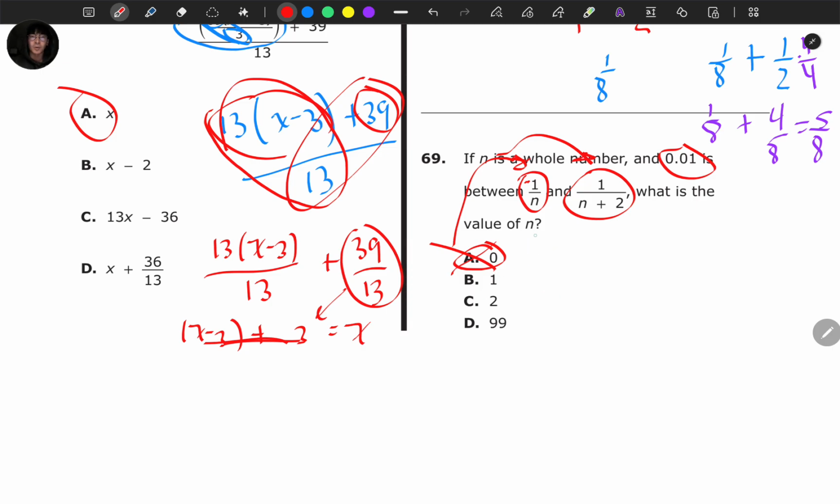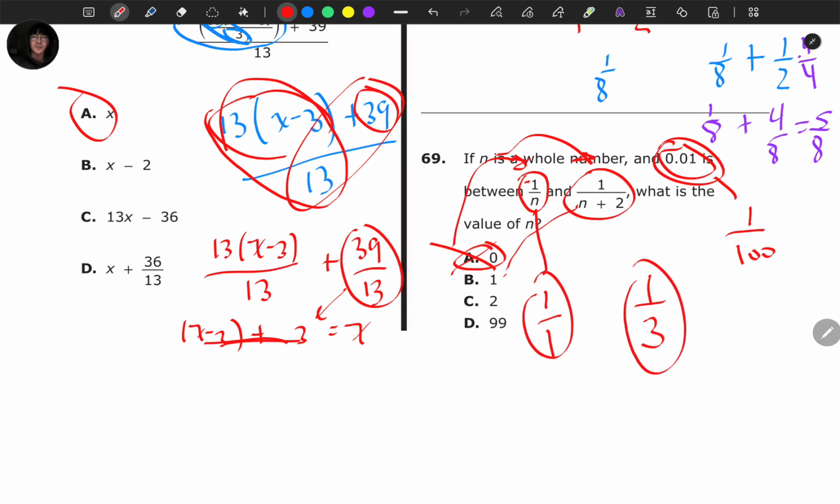So if I put 1 in for n, this bound is going to be 1 over 1, and the next bound is going to be 1 over 1 plus 2, which is 1/3, right? And then this is the number, 0.01 is the same as saying 1/100th, right? But if you know a thing or two about your fractions and your decimals, the common ones, we know that this is 0.3 repeated, and this is just 1. This is 0.01. It cannot be in between here because it's smaller than the smaller of the two, okay?